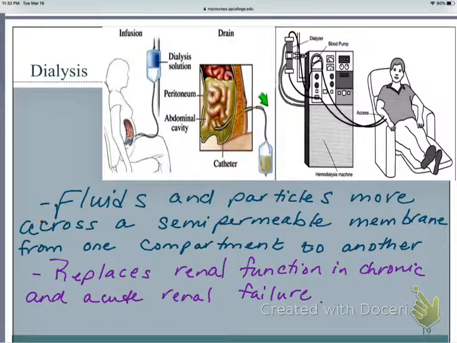So solutes in water move across a semi-permeable membrane from the blood to the dialysate and from the dialysate to the blood in accordance with the concentration gradients. Diffusion and osmosis and ultrafiltration are used in dialysis. We're going to talk about those.